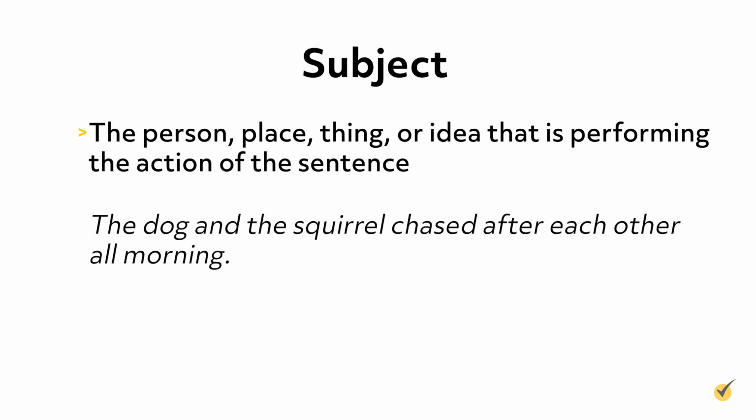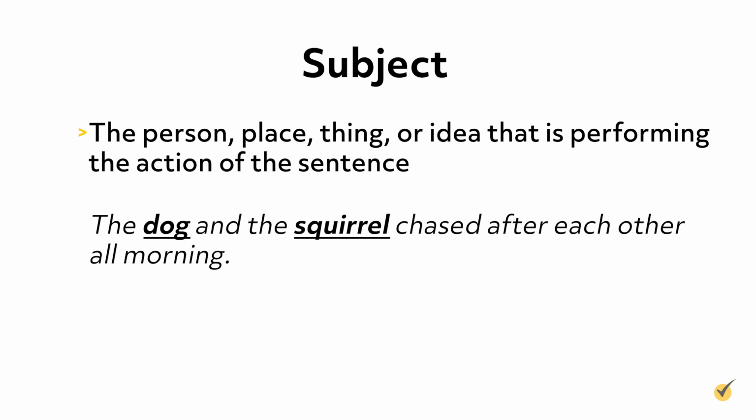Here's another example. The dog and the squirrel chased after each other all morning. In this case, we're dealing with a compound subject, which means 2 nouns are acting as the subject. Since the dog and the squirrel are both doing the chasing, dog and squirrel are the nouns that make up the compound subject of this sentence.